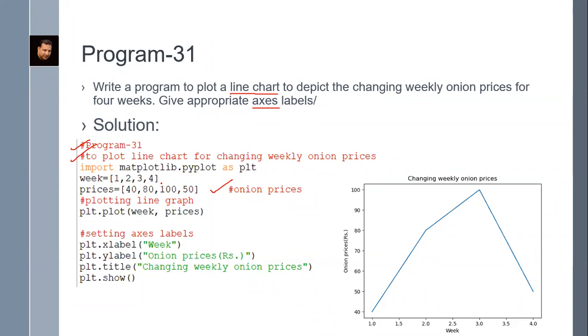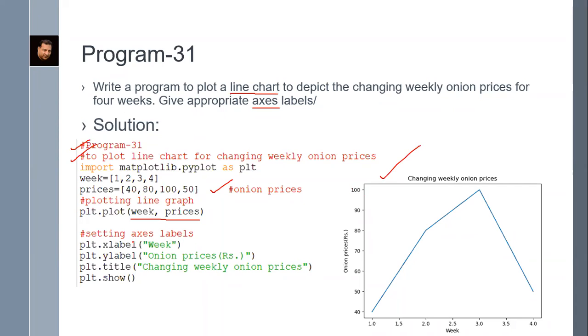Week is equal to 1, 2, 3, 4. Prices are given: 40, 80, 100, 50. These are onion prices for 4 weeks. So you just have to write plt.plot(week, prices). So a graph like this will be plotted.